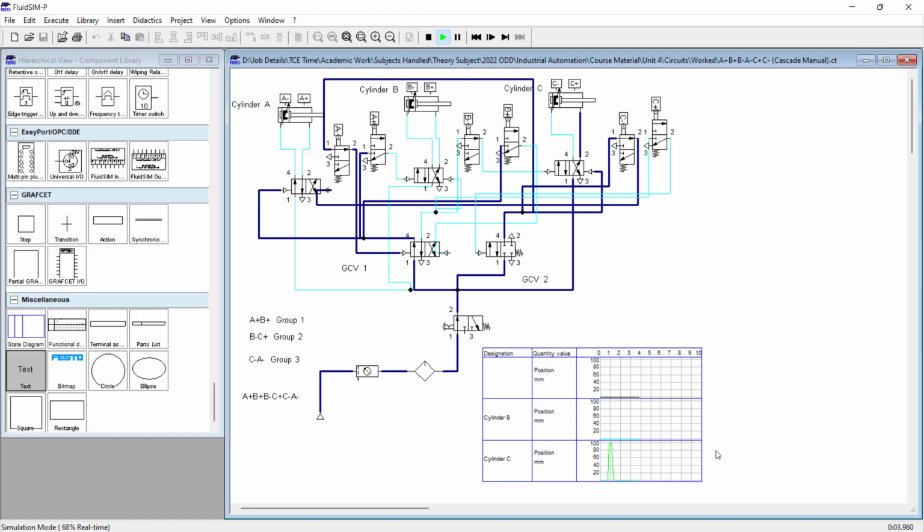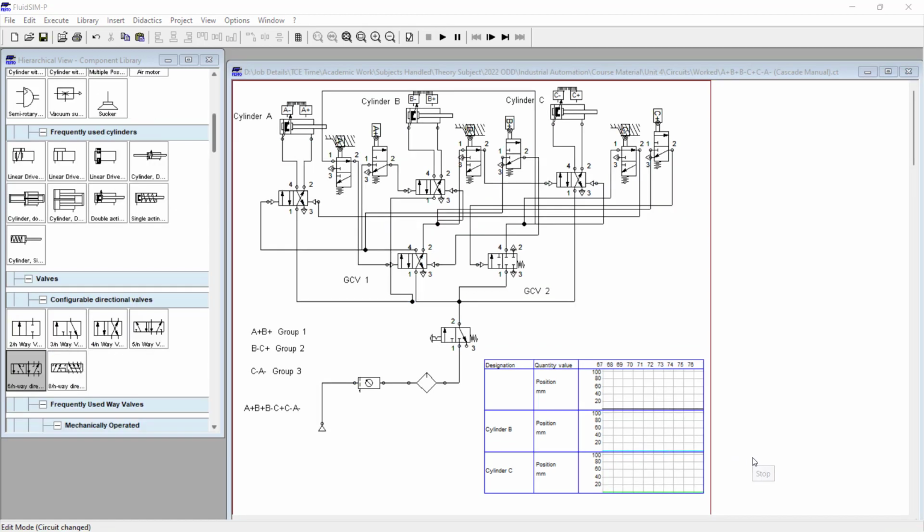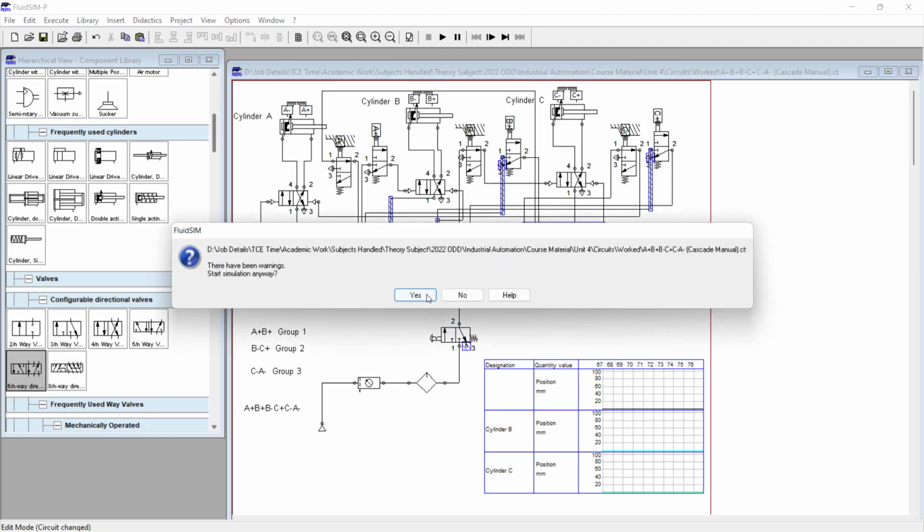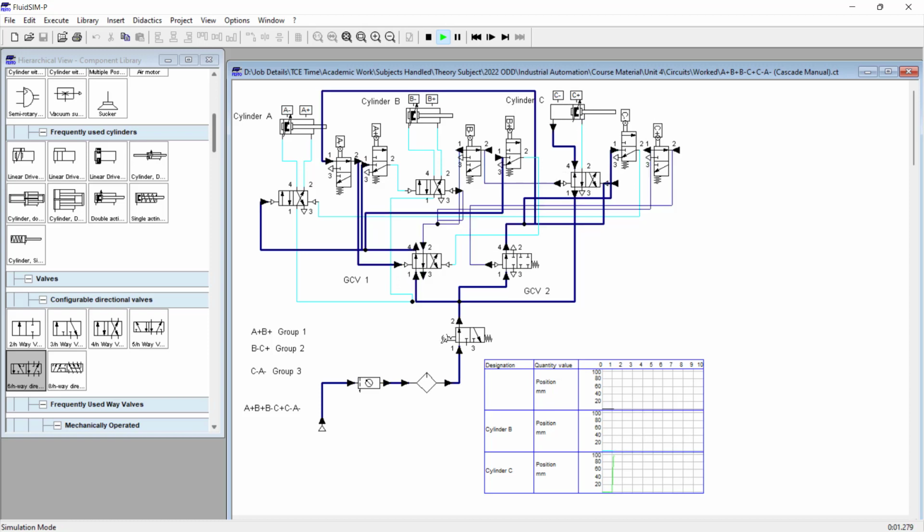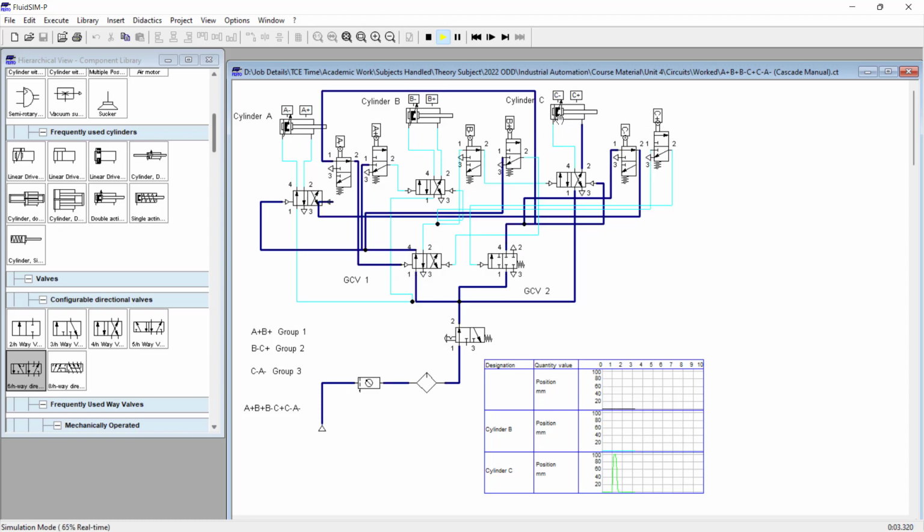Okay students, as usual, when we do the simulation, the sequence will not happen as per the process we decided. Actually, what happens is the C cylinder will extend first and then retract. So power line 3 has given two inputs to the two limit switches, C minus and A minus. So after C minus, A minus will happen. After A minus, what will happen? The group will change to group changing valve position 1.